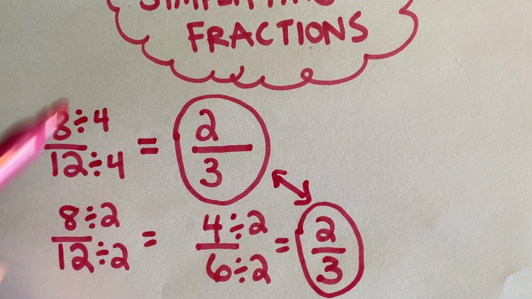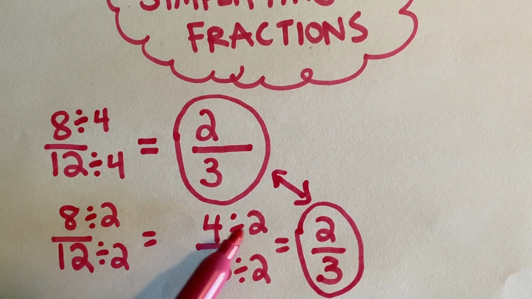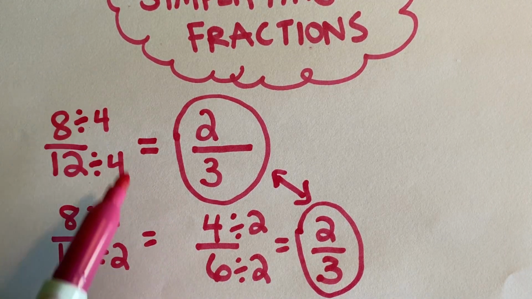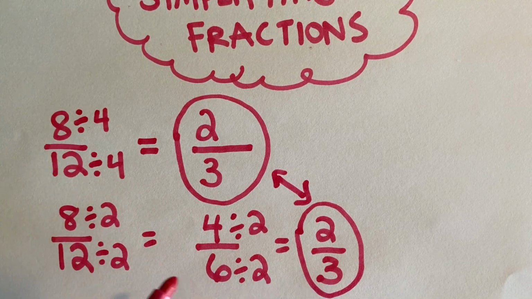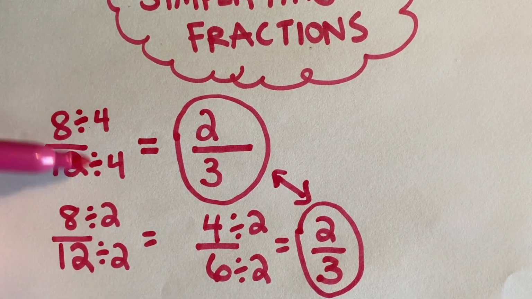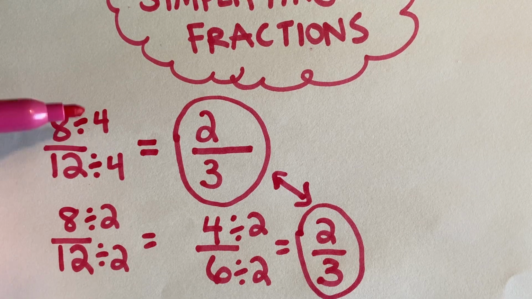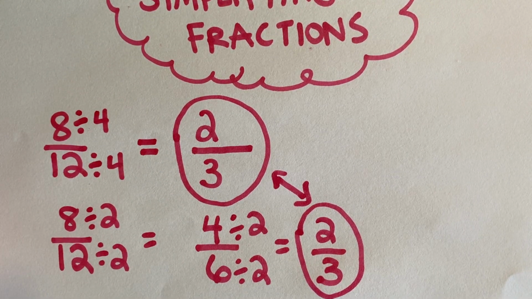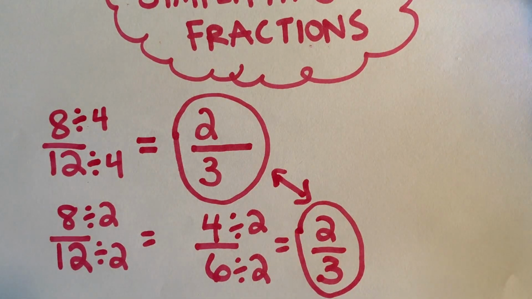So sometimes if you don't pick the biggest number you can divide by, you might have to do more than one step. If you get the biggest number you can divide by, then you're going to get it in one step. Okay, let's just do one more.